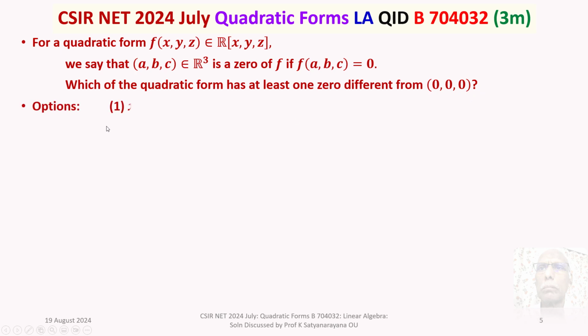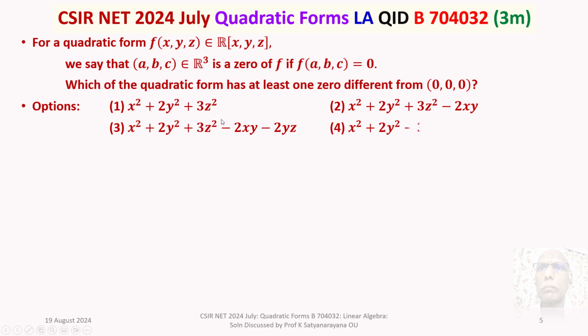Right. Now we are given 4 options. The first option is the quadratic form x square plus 2y square plus 3z square. Option 2, x square plus 2y square plus 3z square minus 2xy. Option 3, x square plus 2y square plus 3z square minus 2xy minus 2yz. Option 4, x square plus 2y square minus 3z square. Right. Let's now discuss the solution of the problem in detail.